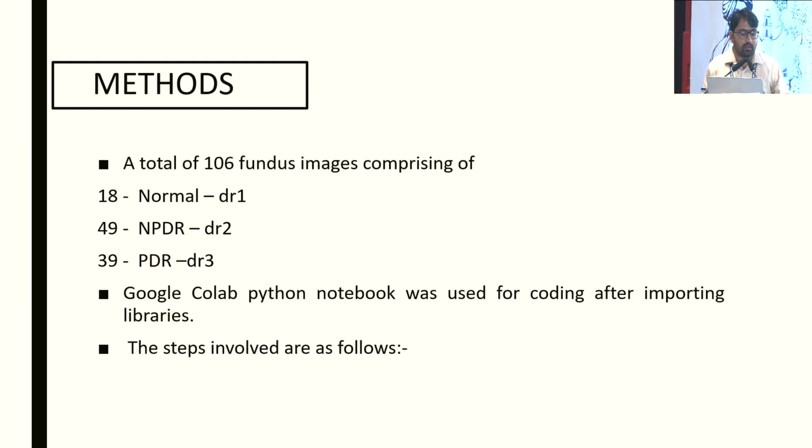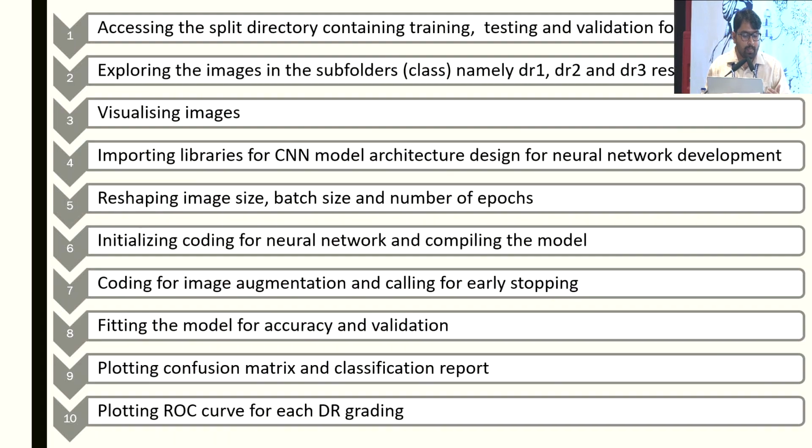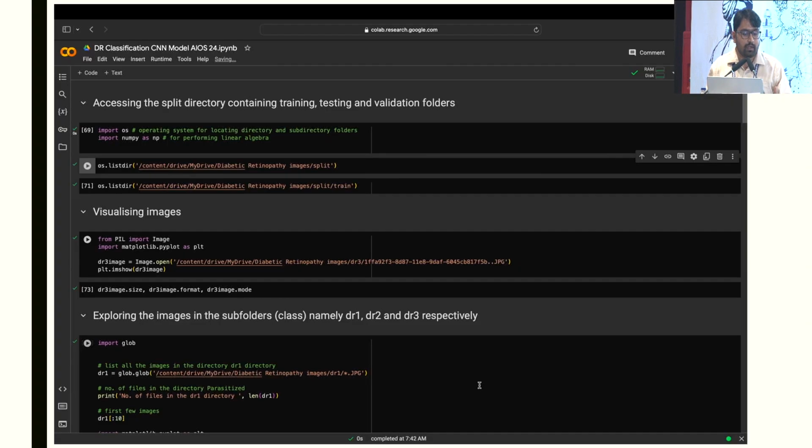Methods: we took a total of 106 fundus images, comprising 18 that are normal, which we categorized as DR1; 49 NPDR images, which we categorized as DR2; and 39 PDR, which is DR3. Then we used the software Google Colaboratory, and let me walk you through the steps involved.